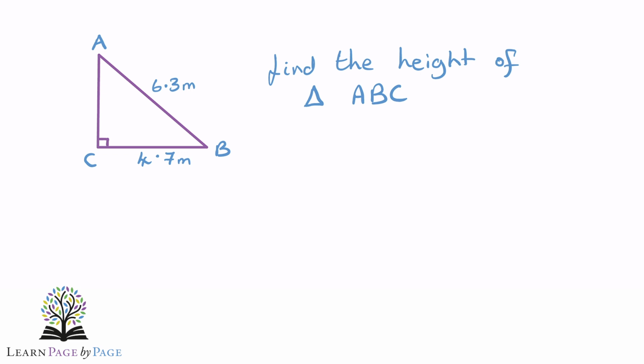Again, we always write down Pythagoras Theorem. That's a squared plus b squared equals c squared. Stage 2, label your triangle. a and b are the shorter sides and c is the longest side, the hypotenuse.